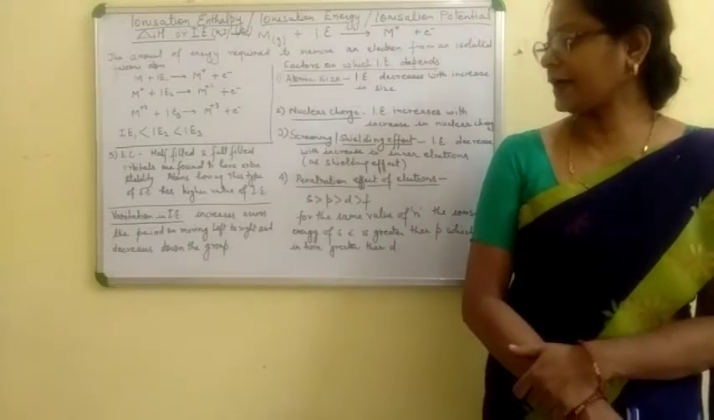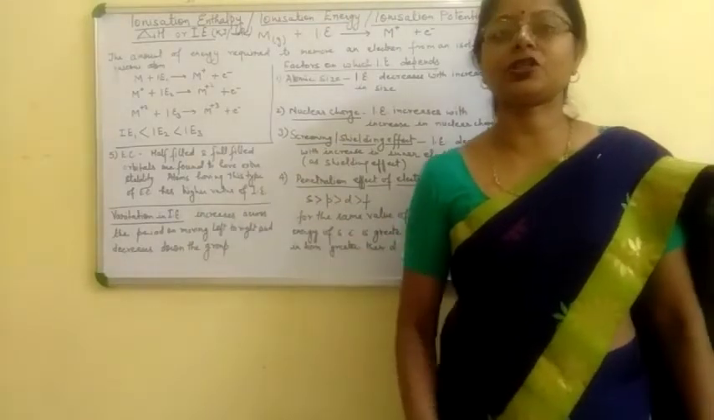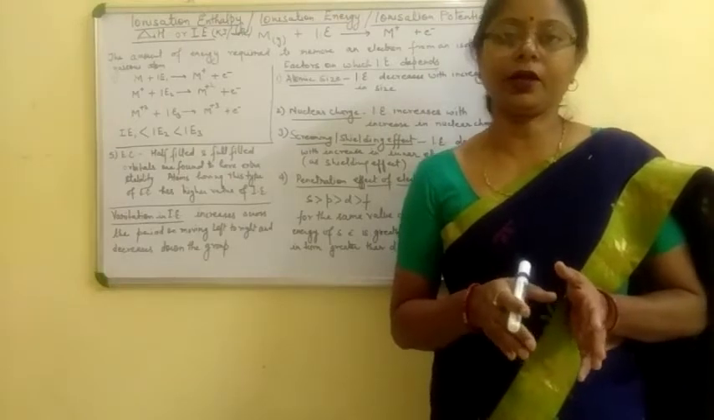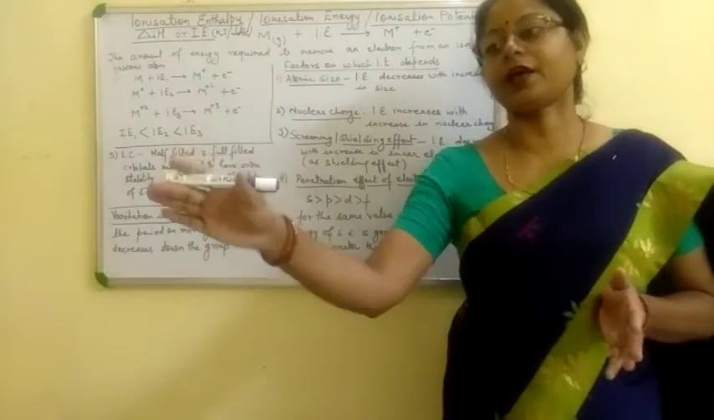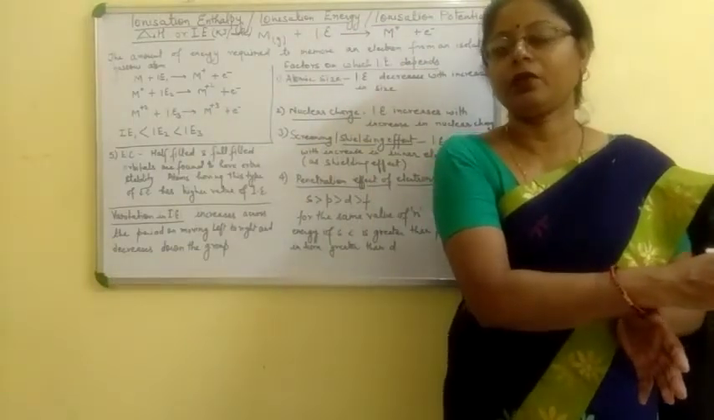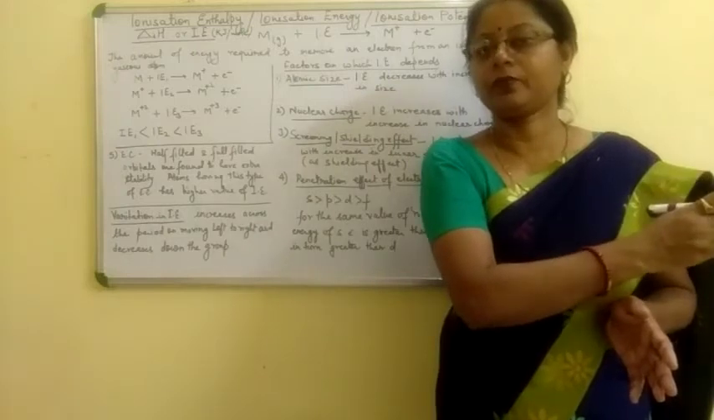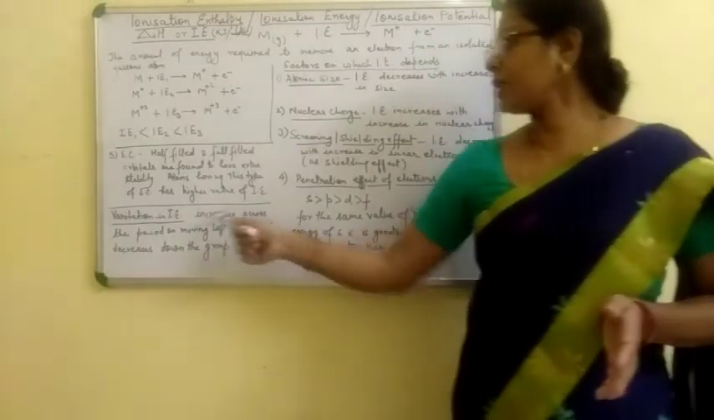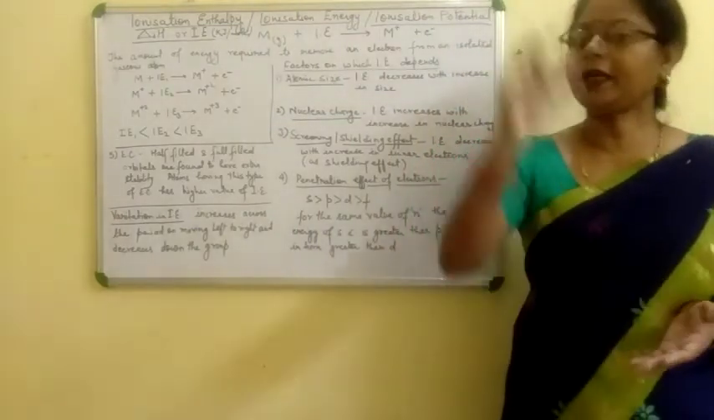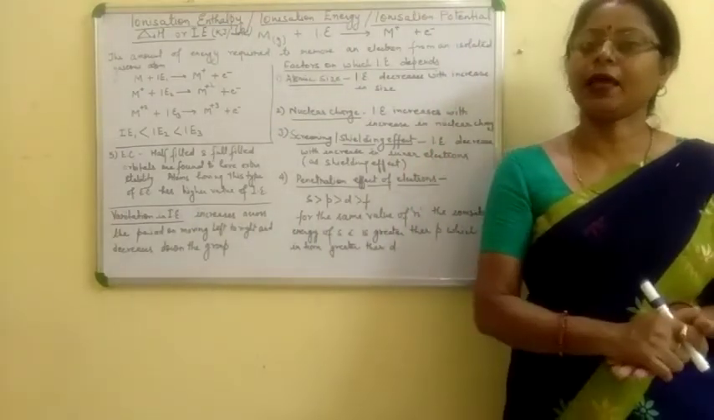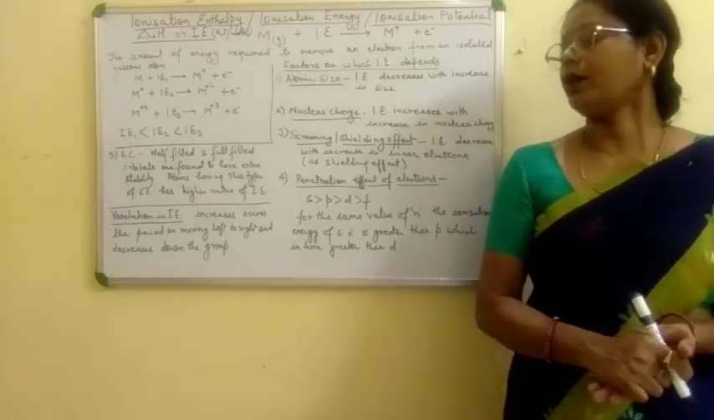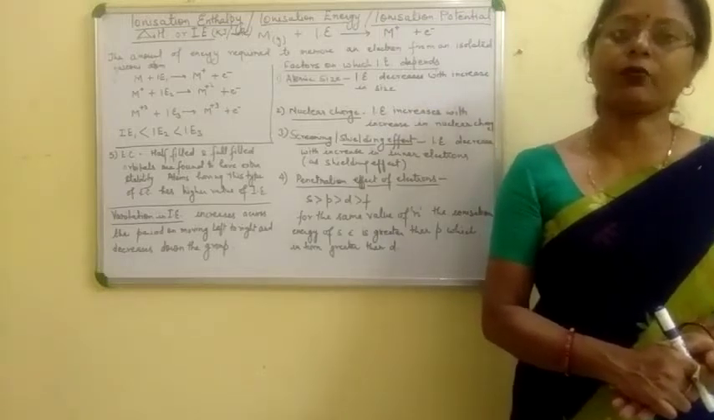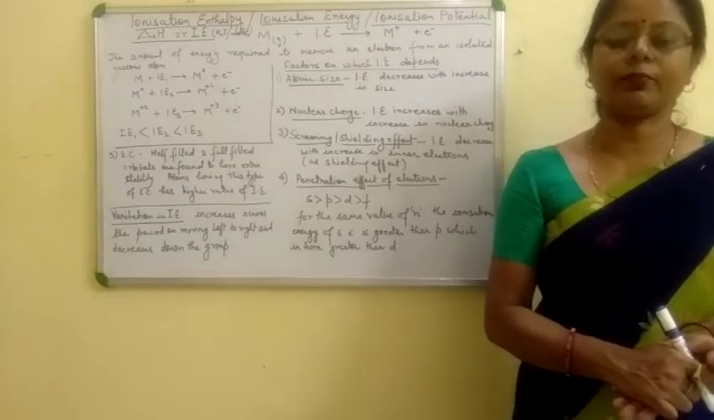Now, with some examples, we will explain this ionization potential. First, the general trend of the variation of ionization potential in the periodic table. As we move from left to right in a periodic table, from s block to p block, the ionization potential increases. So it increases across the period from left to right, and decreases down the group as the atomic size increases down the group. Now, with some examples, I am going to explain this ionization potential.